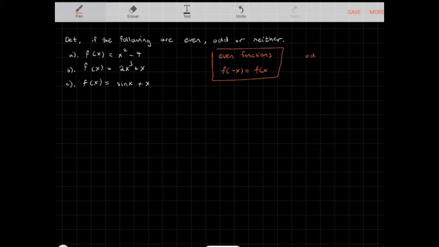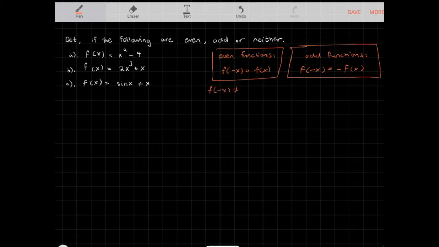The test for odd functions is f of negative x is equal to negative f of x, so it'll satisfy that. Odd functions have a rotational symmetry about the origin. Neither would not satisfy either of these: if f of negative x is not equal to f of x, or not equal to negative f of x, then this would be neither. These are the three conditions that you want to memorize.